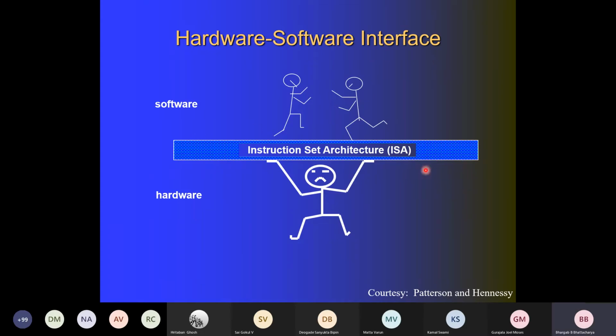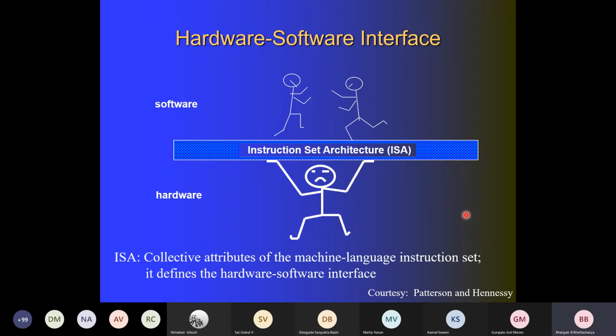Suppose you are at this level, at the instruction set architecture. If we look down, you would see the complexity of the hardware. If you look at the top, you would see the complexity of software. So you can formally define the instruction set architecture as follows. It is the collective attributes of the machine language instruction set defining the hardware-software interface. Does it make sense to you?